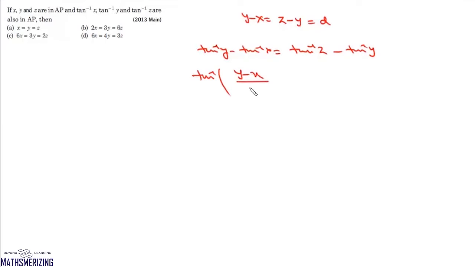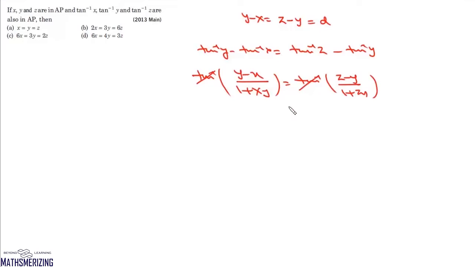Now here the question is, if x, y, z are in AP and tan inverse x, tan inverse y, tan inverse z are also in AP, then which of the following options is correct? So if they are in AP, then we know that y minus x equals z minus y, and it'll be equal to the common difference d, and we can also write tan inverse y minus tan inverse x must be equal to tan inverse z minus tan inverse y. Now we'll use the formula, so it'll be tan inverse of (y minus x) upon (1 plus xy), and it should be equal to tan inverse of (z minus y) upon (1 plus zy).